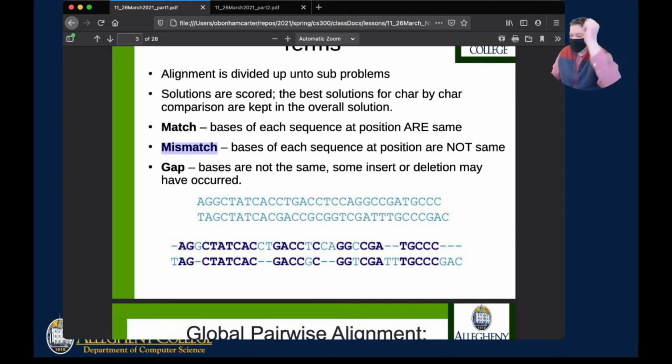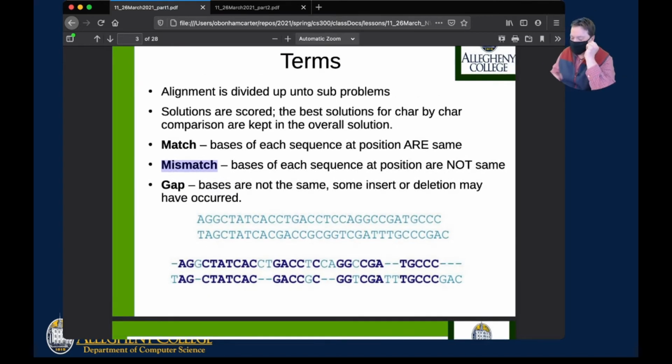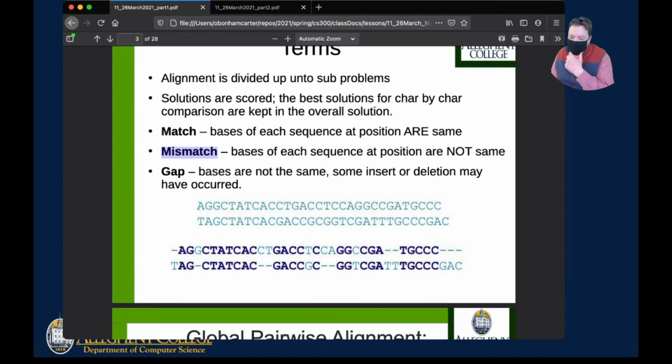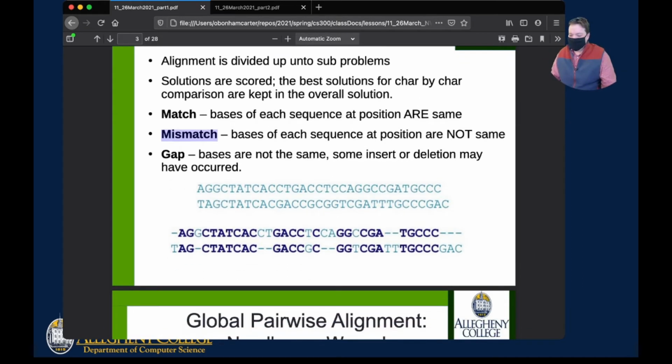Now, a gap is where, if you look down at the bottom sequence here, you have that dash, that hyphen. That is a gap, where the sequences are not the same, and that dissimilarity could be explained by some kind of an insertion or a deletion of a base, like something has been removed or something has been added to put everything out of register with each other. So you can see those dashes are what they call the gaps.